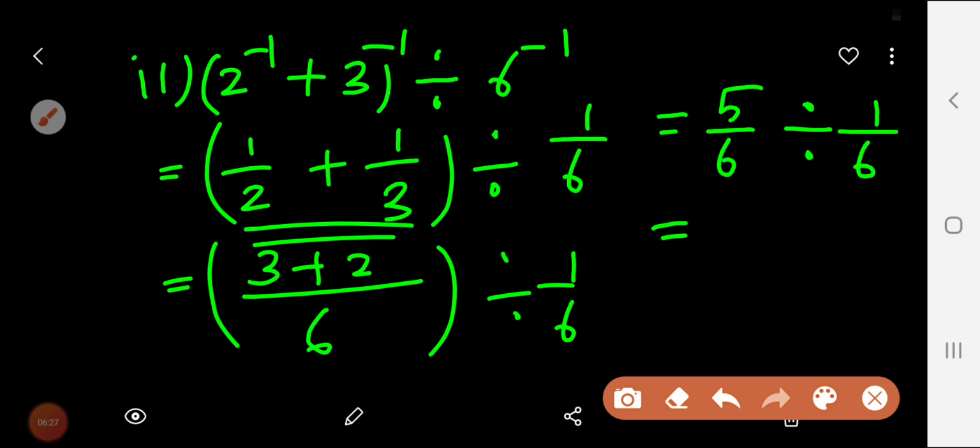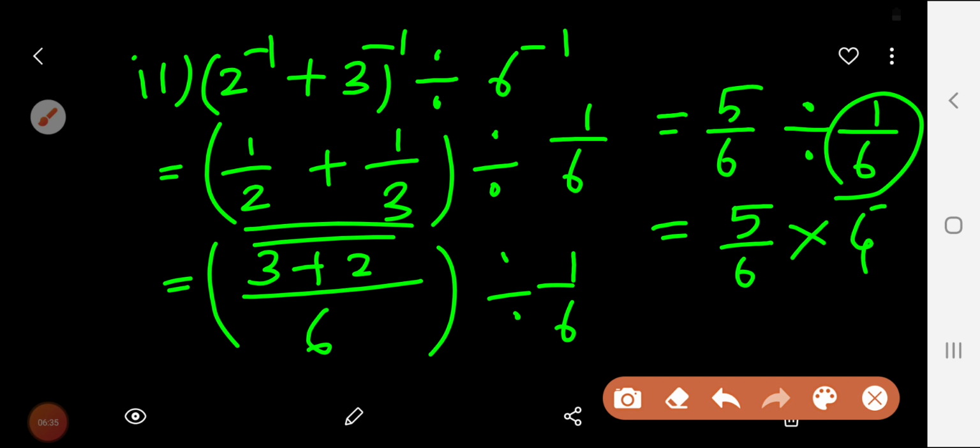In normal rational number division, we have to change the division into multiplication, and we must write the reciprocal of the second term. So 1 by 6 will be changed to 6. Now 6 will be cancelled. So our answer is only 5. Next subdivision 3, do as your homework. Next, question number 6, first subdivision.